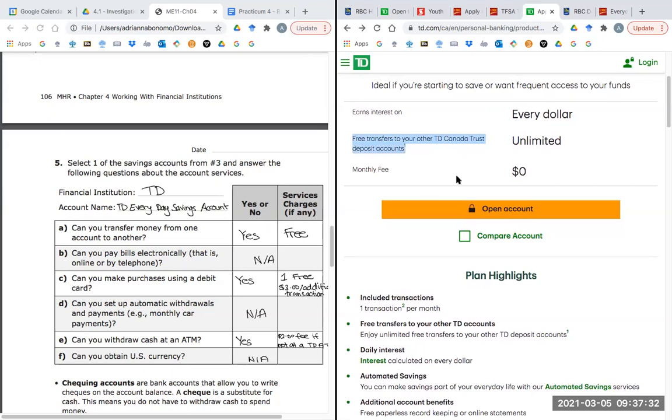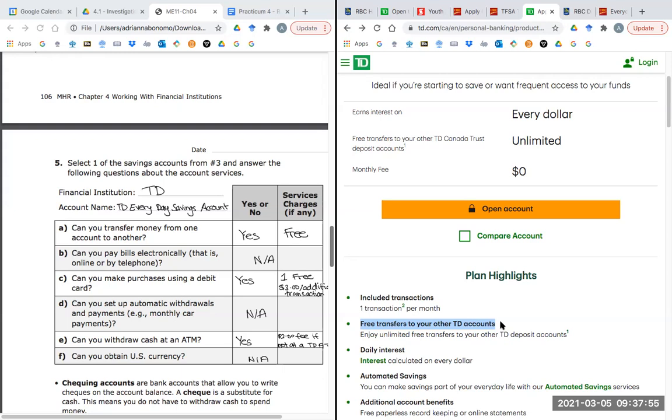So yes, you can. It's unlimited the amount of times you can do it, and there's no charge for it. It's free. Right here, it says that too. Free transfers to your other TD accounts. So what that means is if you have money in your savings account and you want to transfer it over to your checking account, so when you go and pay for something, it comes out of your checking account, you can do that. I tend to do that often.